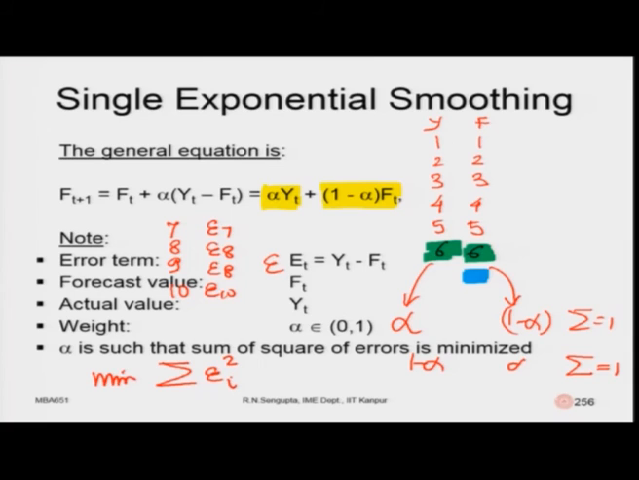In this case, when you are trying to minimize, you will ask the question: what is not known? It is alpha. So, in order to do that, you will minimize with respect to alpha, set the derivative equal to 0 and solve the problem accordingly.